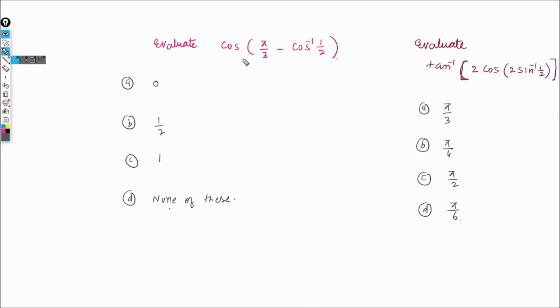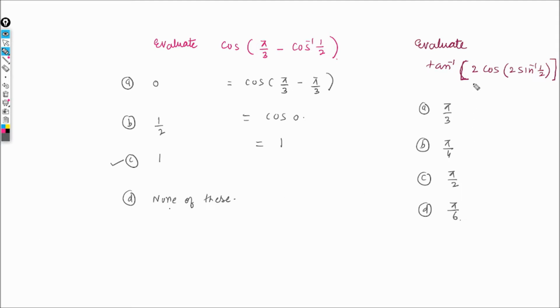Children, evaluate cos of pi by 3 plus cos inverse 1 by 2. So this is equal to cos of pi by 3 minus pi by 3, since cos inverse 1 by 2 is pi by 3. So I can write this as cos of 0, which is equal to 1. So C will be our answer.